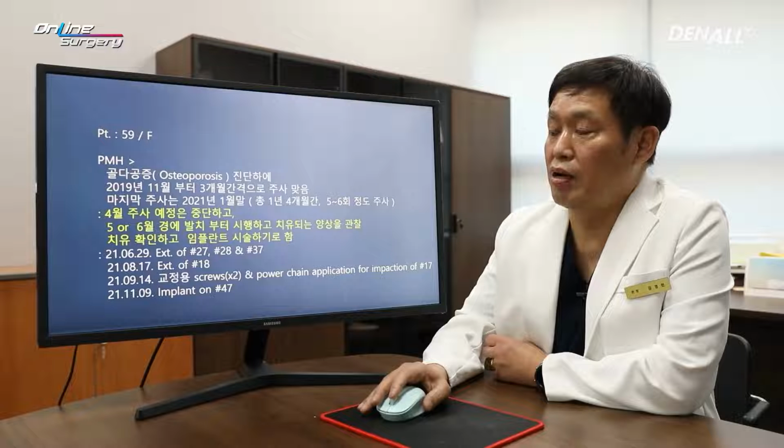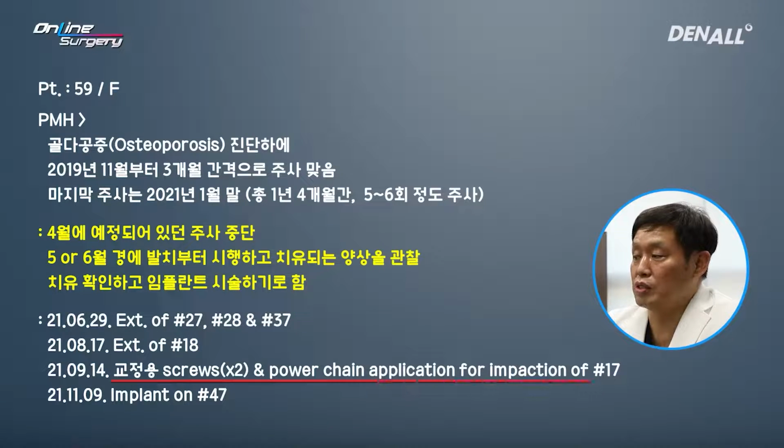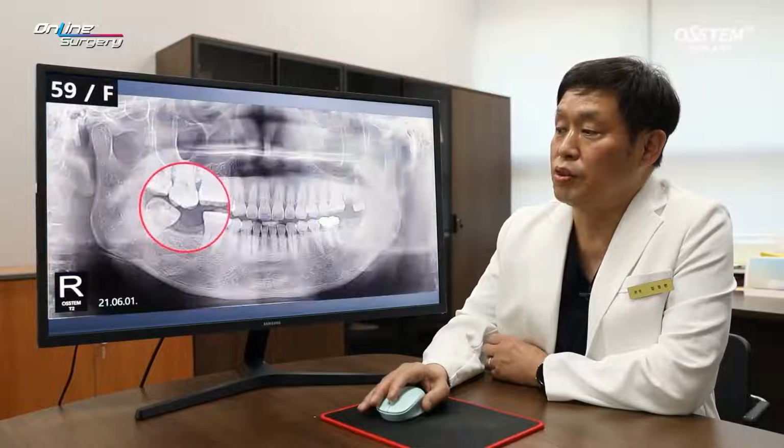Number 47, implant was planned. The antagonist was erupted. We used orthodontic screws to impact it slightly. That was incorporated in the plan. In number 18, extraction was done. Orthodontic screws were used on September 14 to impact the tooth, and power chain application was done. In November, I checked the orthodontic progress and the implant was placed.